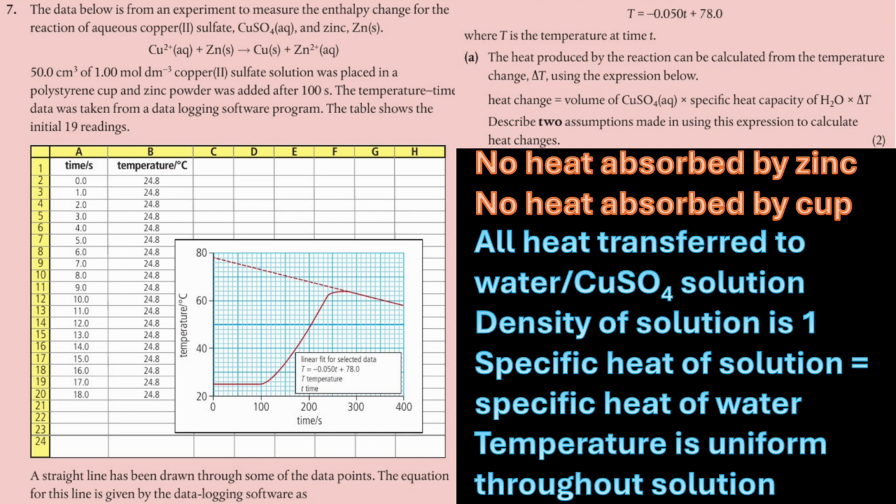We also could talk about the assumption that the density of the solution is 1. And then the other thing we could talk about is that the temperature is uniform throughout the solution. So those would be all the assumptions that IB chemistry would take for the mark scheme for this question.